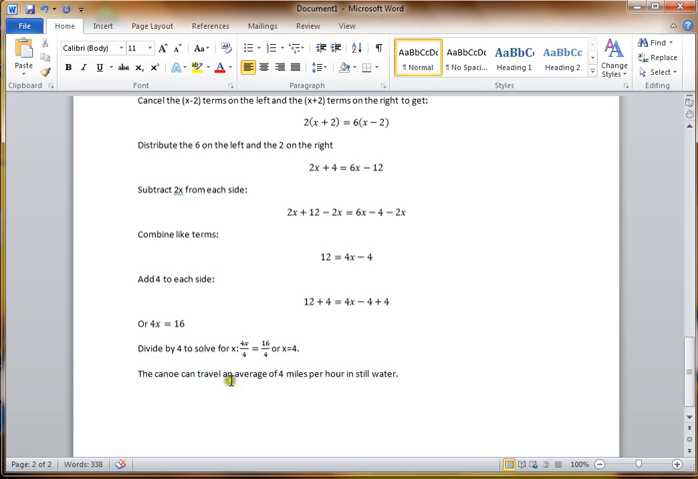So once again, I return now to that complete sentence, reminding the reader what the context of the problem is. The canoe can travel an average of 4 miles per hour in still water.